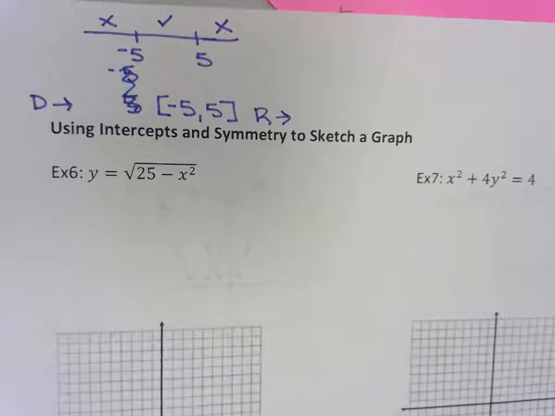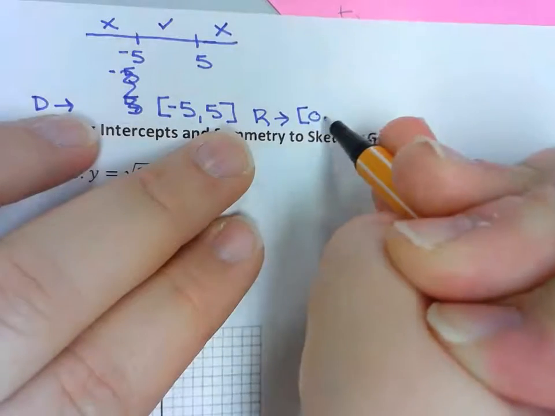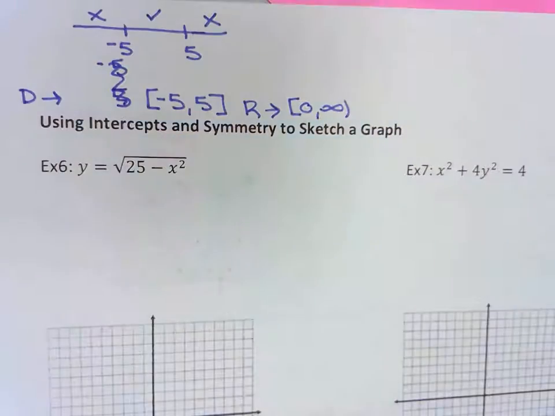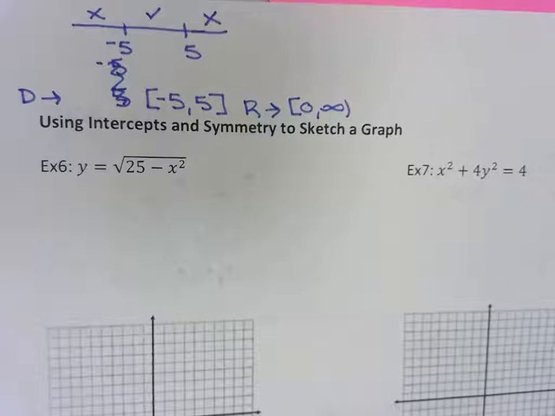Range goes with y. So if y is equal to the square root, what are the only possible y values I can get back? 0 to infinity. Like we talked about yesterday. I can never get a negative number for y, because I can never take the square root of something and get back a negative. So there's domain and range. Didn't really ask for it, but we'll talk about it in a couple days, just to refresh your memory.